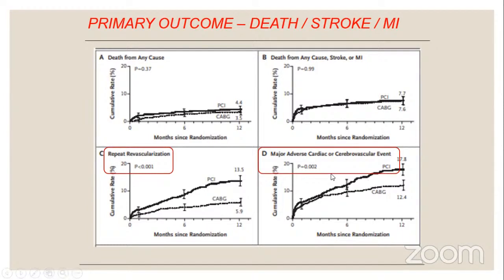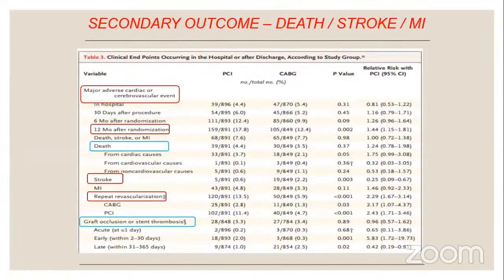Also, the overall rate of MACE at the 12 months interval was higher in patients in the PCI group, with a percentage of 17.8 in PCI compared to 12.4 in patients with CABG. This table showed the same results which were illustrated in the Kaplan-Meier, with the addition of graft occlusion or stent thrombosis, which didn't show any difference at the time interval of 12 months in comparison of the two groups.